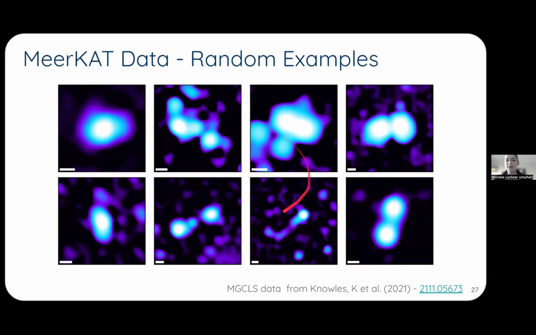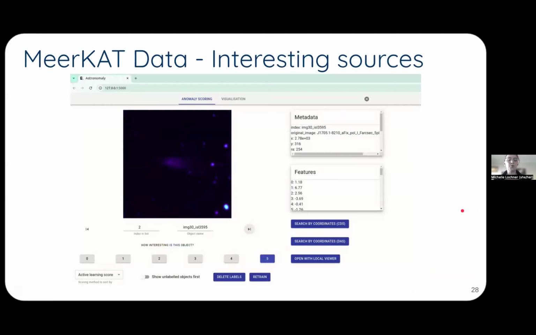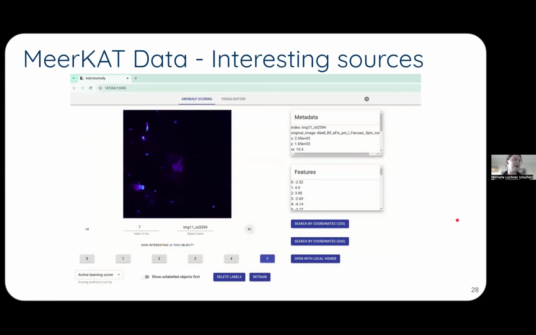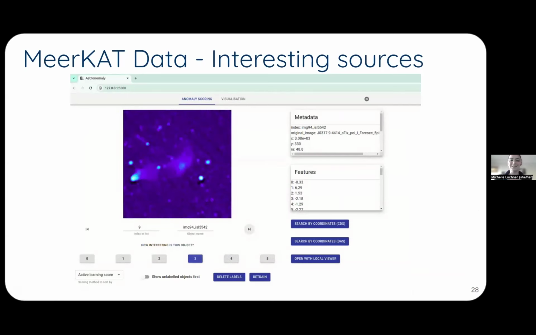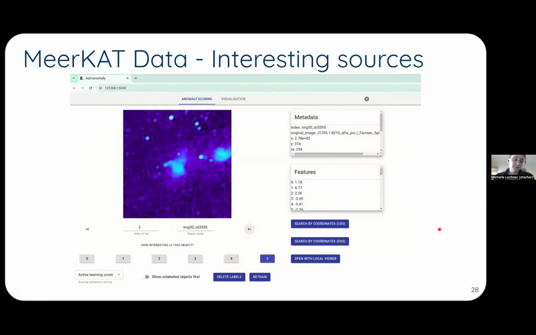So most radio galaxies look a bit like this. I've already done the selection to get only the extended galaxies, so they're not particularly interesting. But if you run Astronomaly and order them by interesting sources, you really do get quite a lot of interesting things. The combination of MeerKAT's incredible capabilities and Astronomaly has yielded quite a large sample of discoveries.